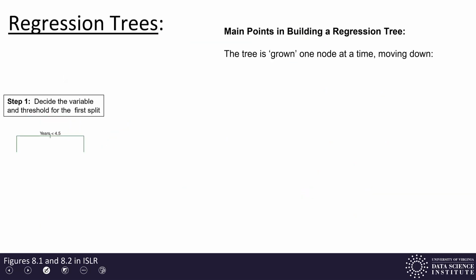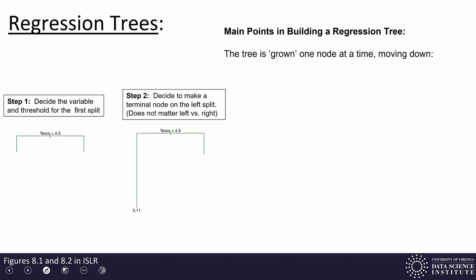Okay, so when we're building a regression tree, we usually call it growing the tree, following the regression tree terminology. We grow the tree one node at a time, moving down. So the first step is to decide on the variable and threshold for the first split. So then we create our first split, which in this case is years less than 4.5. And we follow the left-hand side, and it doesn't matter whether we follow left or right first, but for convention here, we follow the left-hand side first, and we decide, okay, we're going to make that a terminal node. Everybody there will be assigned 5.11 to be the log of their salary.